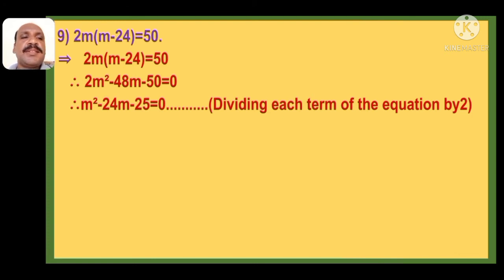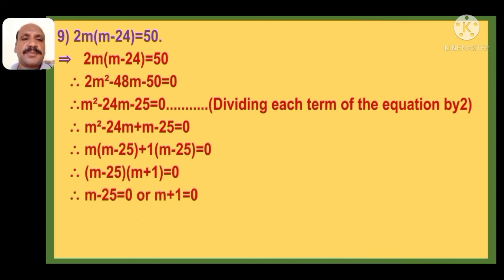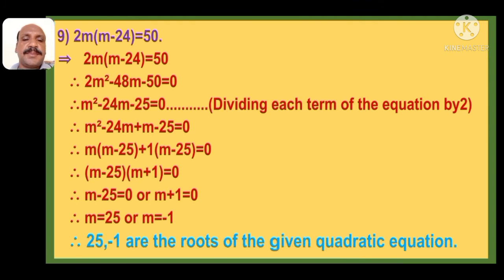Now, dividing each term of the equation by 2. M square minus 24m minus 25 is equal to 0. Now, m square minus 25m plus m minus 25 is equal to 0. Therefore, m into m minus 25 plus 1 into m minus 25 is equal to 0. M minus 25 into m plus 1 is equal to 0. Therefore, m minus 25 is equal to 0 or m plus 1 is equal to 0. Therefore, m is equal to 25 or m is equal to minus 1. Therefore, 25 and minus 1 are the roots of the given quadratic equation.